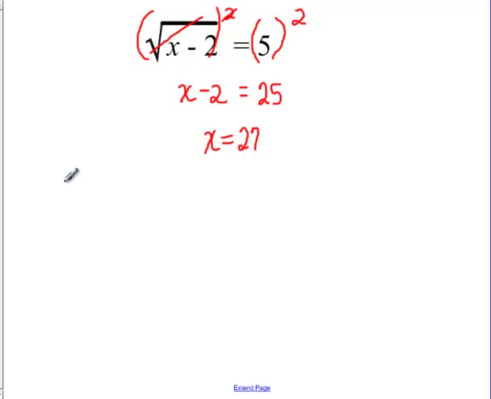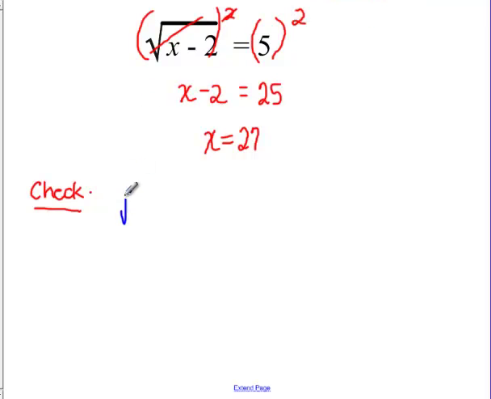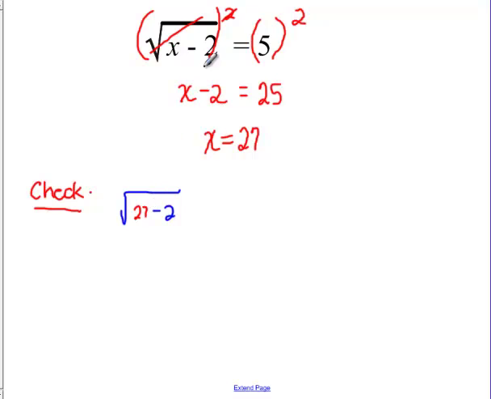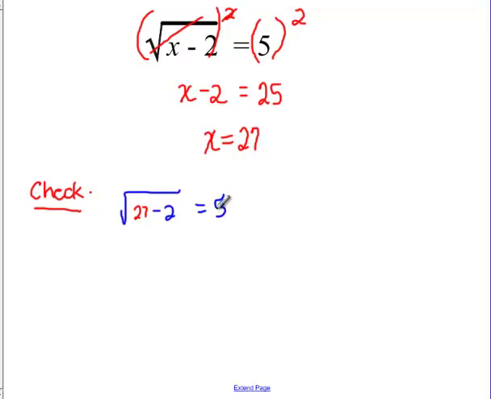Okay, but now we have our famous check. Always check, make sure. So let's do a check-in. What color would you like, Mr. Rude? Let's go with blue. Okay, blue. So the square root of, I'm going to put my answer in red so you can see that that's the one we're checking, 27 minus 2 equals 5. Well, the square root, 27 minus 2 is 25. And 5 equals 5. Good to go.